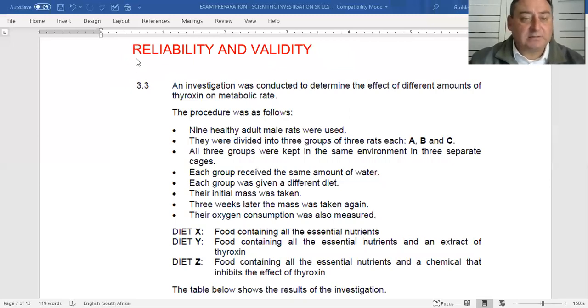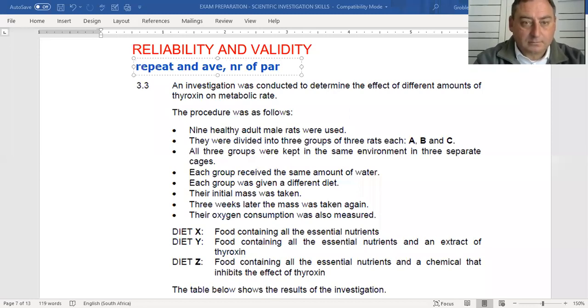Now, reliability, the R stands for the ability to repeat it many times. So if they ask you, how can you increase the reliability? Repeat and take the average. Or you can do it by a greater number of participants. So this is how you increase reliability: reliability means repeat. You take the average and also have a greater number of participants, then you're increasing your reliability.